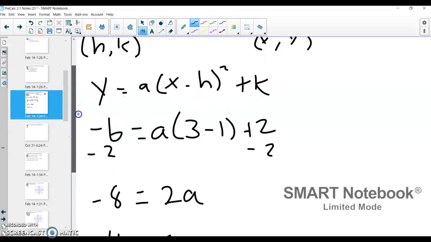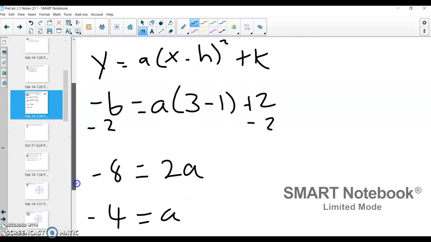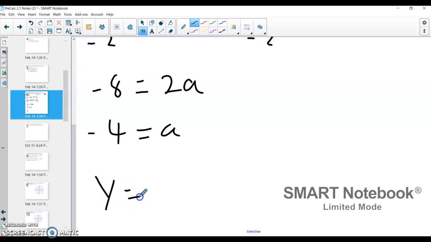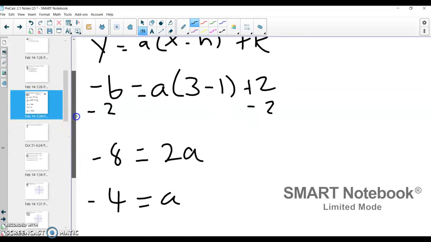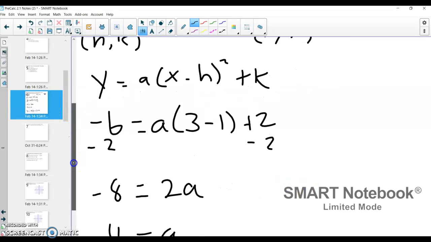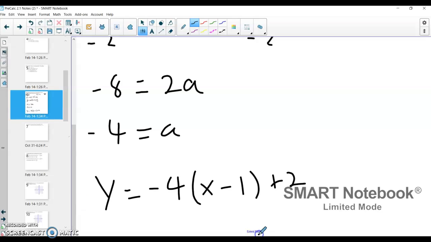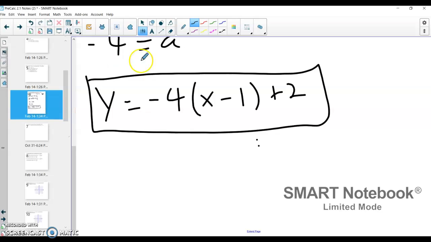Okay, now I plug things back in. I'm going to leave y and x as y and x, but I'm going to replace everything else. And so I have y equals -4, that's replacing my a, times (x minus my h, which was 1), so I got to do x minus 1, squared, plus 2 because that was my k on the outside. Okay, and then that would be your finished equation. It should have the correct vertex and should pass through that given point.